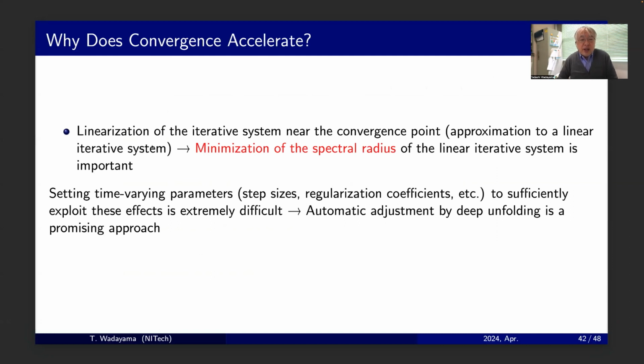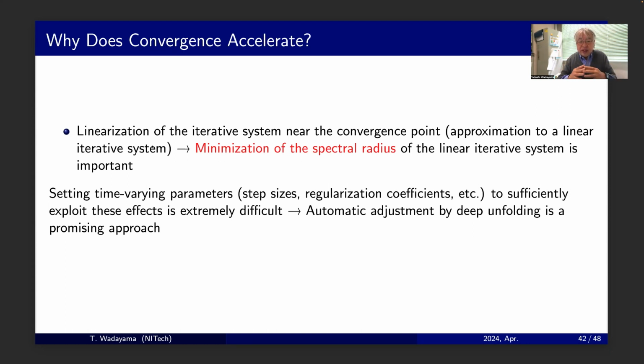Okay, you have seen that deep unfolding successfully improves the speed of convergence of ISTA. You may have the question, why does convergence accelerate by using deep unfolding? This is actually a very good question. One reason is that the learned step size provides a small spectral radius of the linear iterative system.